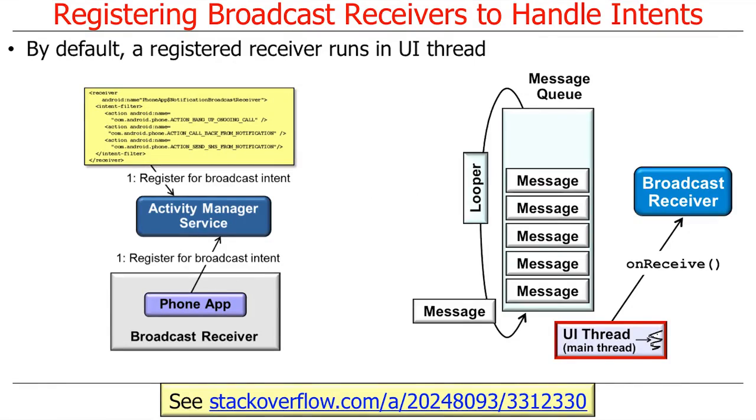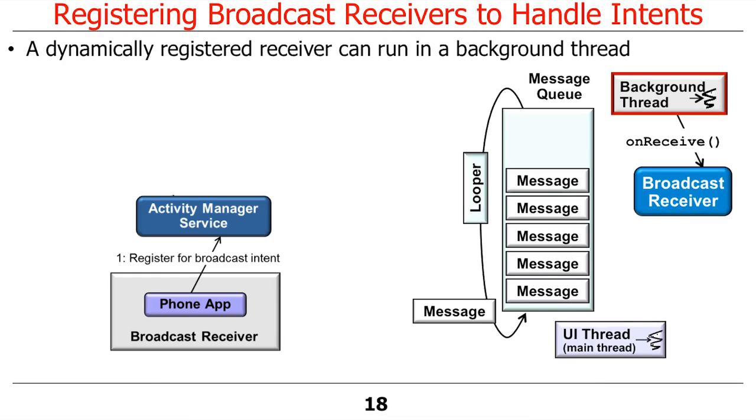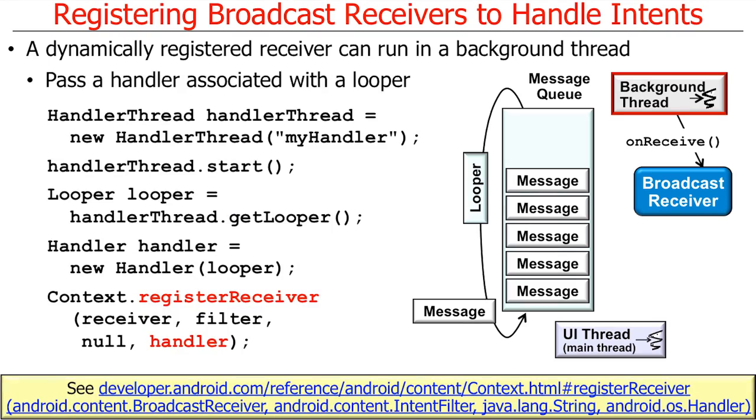By default, a registered receiver, whether it's registered statically or dynamically, runs in the user interface thread. A dynamically registered receiver can also be configured to run in a background thread. The way to do this is to pass a handler to the register receiver method that's associated with a looper. Here's a short example. It creates a new handler thread, starts the handler thread, gets the handler thread's looper, creates a new handler with the looper as a parameter, and then goes ahead and registers some receiver with various filters with that handler. In that case, the onReceive method that's called back on this handler receiver will be executed in the thread that's associated with the handler thread.